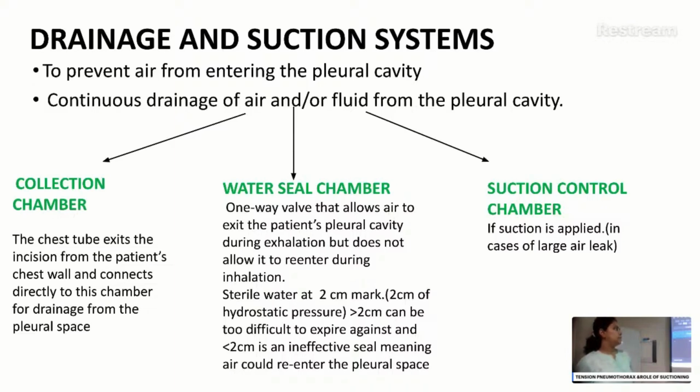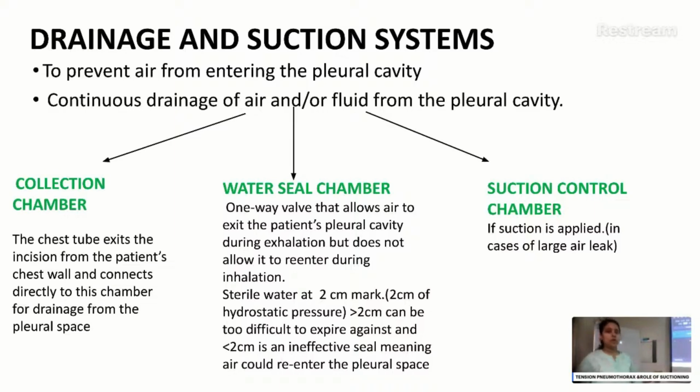Second is the water seal chamber. Now, the water seal chamber has been devised so that there is a one-way valve that will allow the air to move from the patient's pleural cavity to the water seal, but will not allow air to re-enter during inhalation. That is why the water level for the water seal chamber is kept at the 2 centimeters mark. So why 2 centimeters? Because if it is more than 2 centimeters, then the patient will be unable to expire.